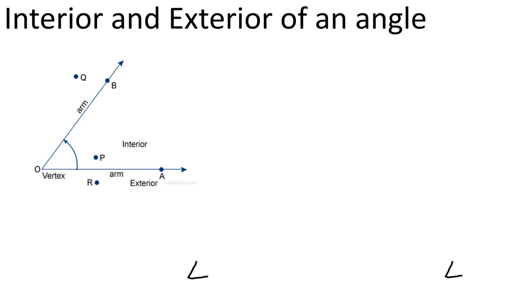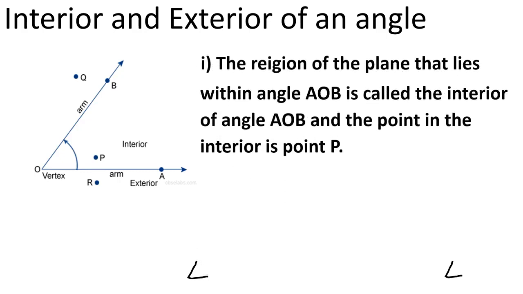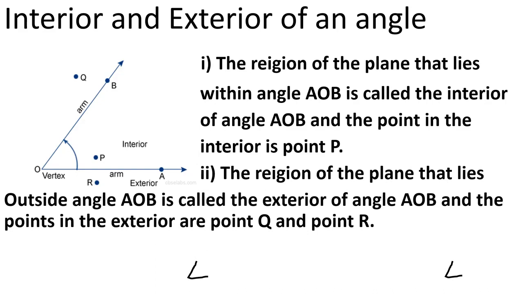So let us discuss all these. First point: the region of the plane that lies within the angle AOB is called the interior of the angle AOB. Point P is in the interior of angle AOB. That region which lies within the angle, inside the angle, is called the interior part, and point P lies in the interior. Now see the second point.